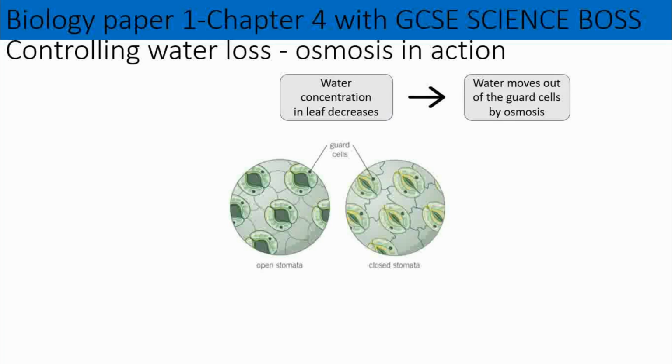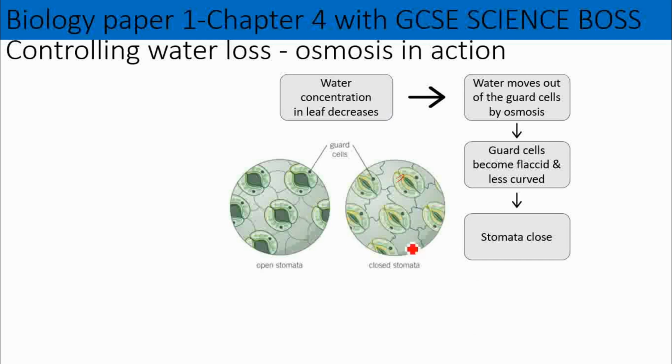So we're going through all the steps here. The water concentration in the leaf decreases, and that then triggers water to move out of the guard cell by osmosis. When that happens, the guard cells become flaccid and less curved. You think about it, it's osmosis. You've lost water, so you become flaccid. Notice what happens to the size of the stomata here. The stomata then closes.